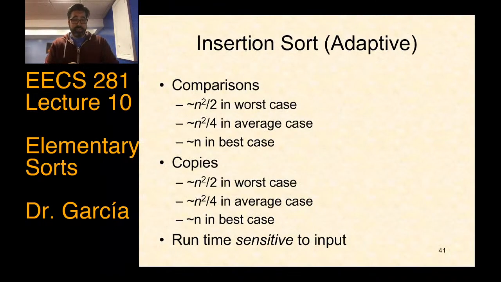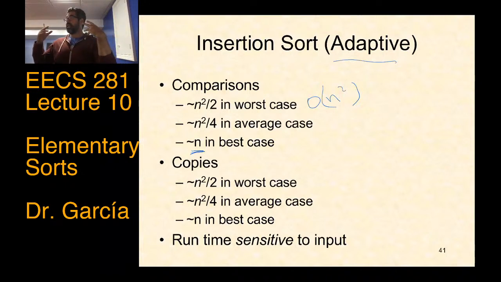So with these optimizations we made, insertion sort, adaptive, is still on the order of n squared for worst case and average case. Best case is close to linear time. Because best case, again, assuming that, say, the input array is sorted, basically the outer loop's going to run and the inner loop is never going to run. So it basically boils down to linear time. Okay.